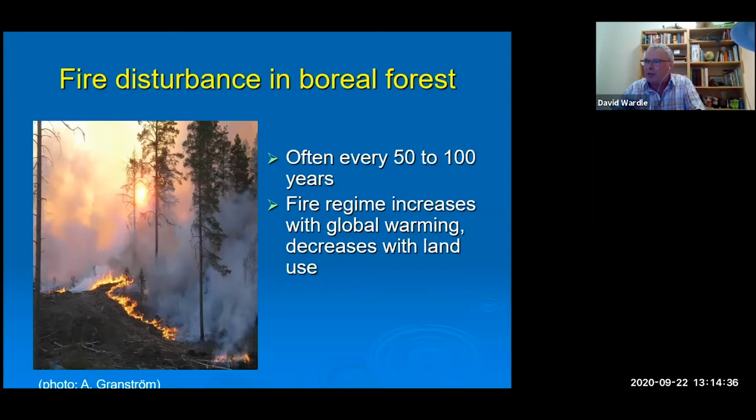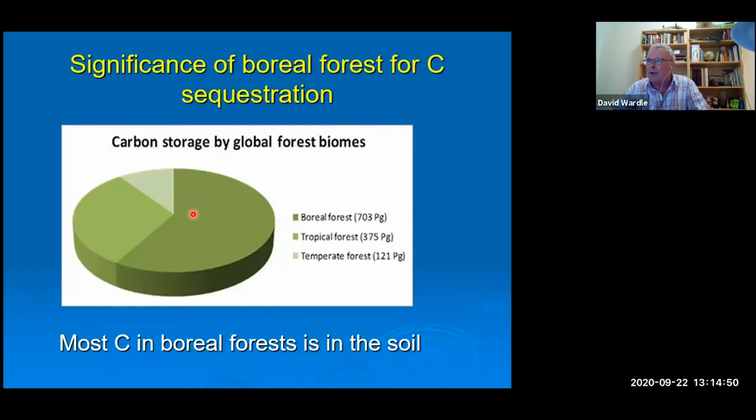These fires occur mostly across the ground and consume and release carbon. So they determine the extent to which the boreal forest serves as a sink versus a source of carbon. And this is relevant because boreal forests actually store more carbon than either tropical or temperate forests. Most of this carbon is stored in the soil. So the change in fire regime through human activity has a direct implication for the ability of boreal forests to serve as a sink versus a source of carbon.